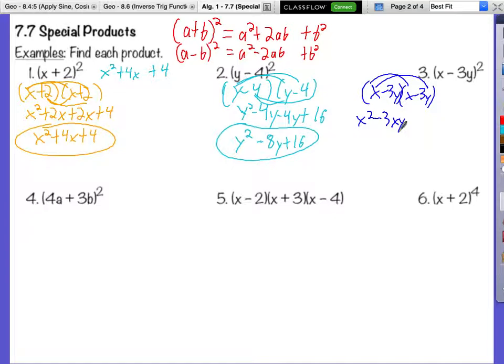I saw some of us just putting negative 3y. Then we have to put negative 3y times x. Now let's once again order this: negative 3xy. We'll still put that x first in front of the y because that's alphabetical. And then when we take negative 3y times negative 3y, negative 3 times negative 3 is positive 9. And y times y, we add those exponents to get y squared.